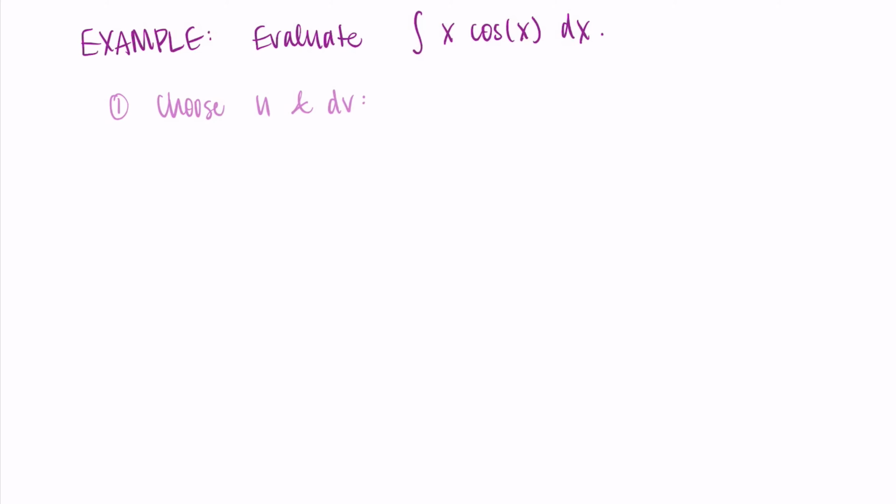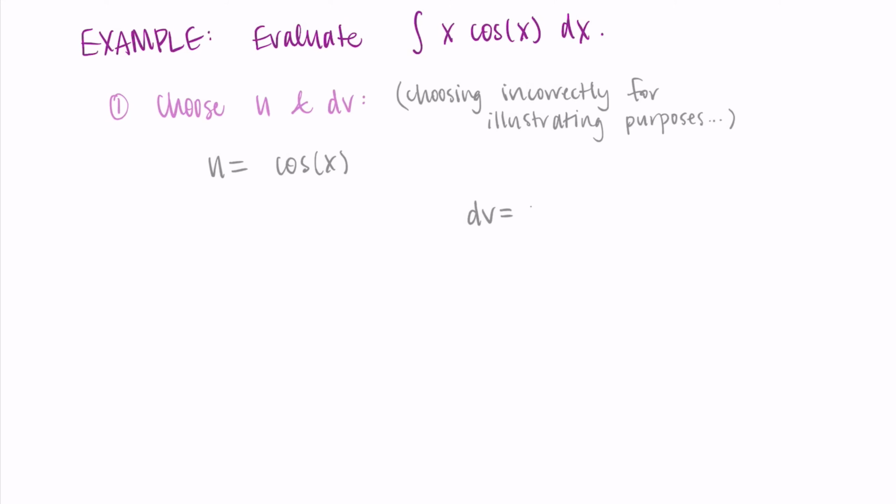My options here are basically that x is u, or cosine x is u. Again, I'm going to choose incorrectly the first time, and if you're doing this for the first time, you probably have no idea which one to choose. So we're just going to pick one, I'll pick the wrong one, and I'll show you how it doesn't work. We're going to choose u as cosine of x, and dv to be x dx. So we're replacing everything in the integral with either u or dv. And this is our first step.